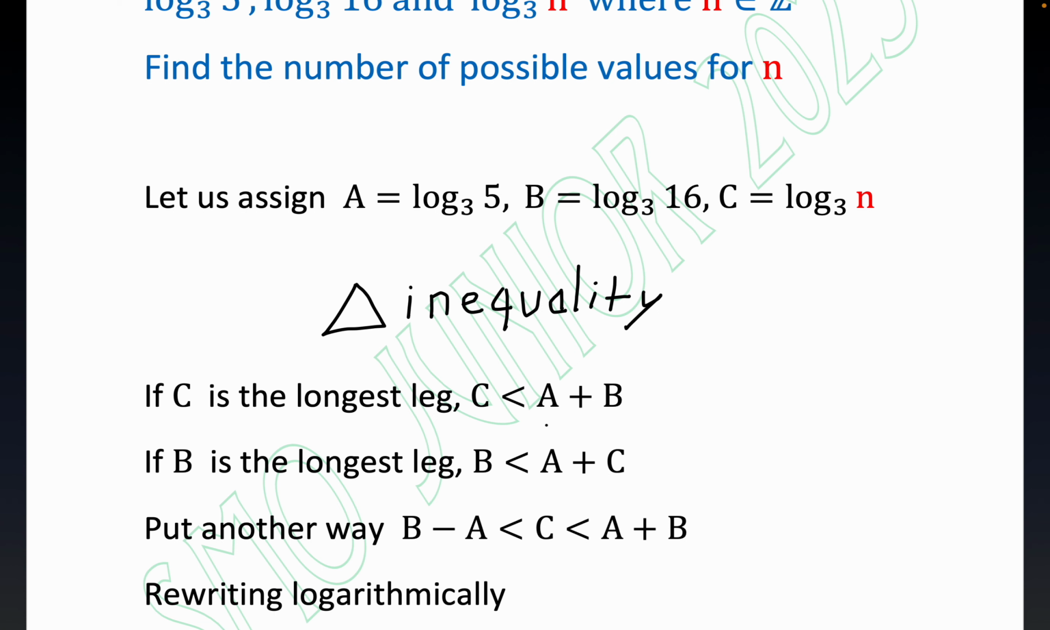If C happened to be the longest leg of the triangle of interest, then its length would be less than the sum of the other two sides. And if B was the longest leg, its length would be less than the sum of the other two sides. Now, if you rearrange this, you get C squeezed between B minus A and A plus B. That gives us a way to set up an equation where we can actually count the number of triangles that satisfy this condition.